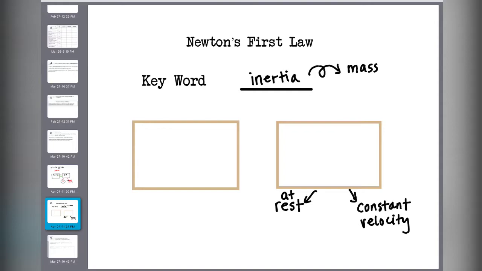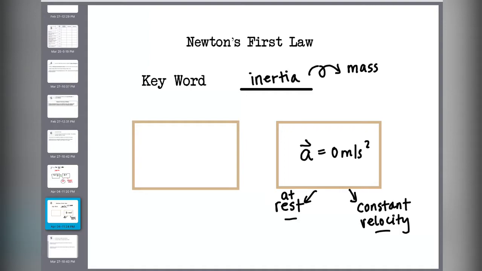The implication is that when anything is experiencing Newton's first law, the acceleration is zero, right? Think about it. Something that's at rest or at constant velocity is not speeding up, not slowing down. It has an implication that the acceleration is zero.